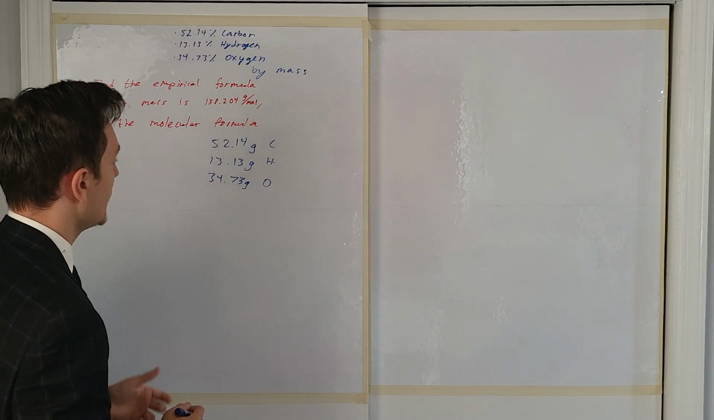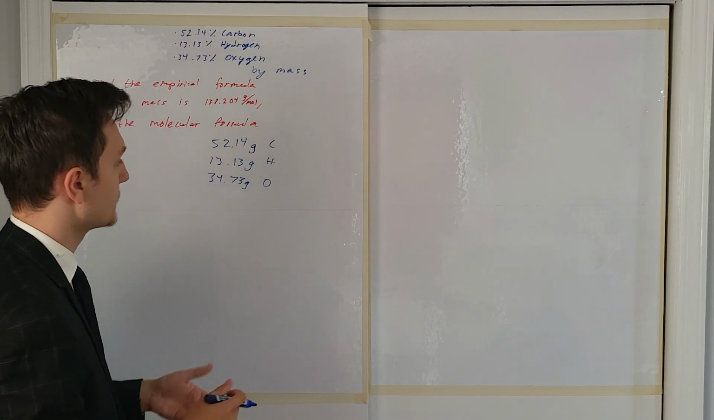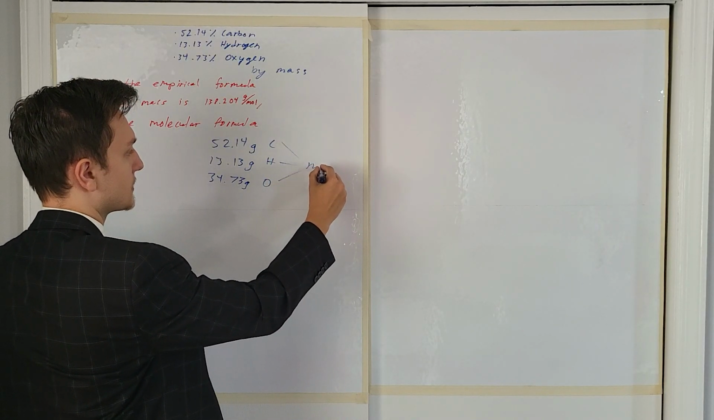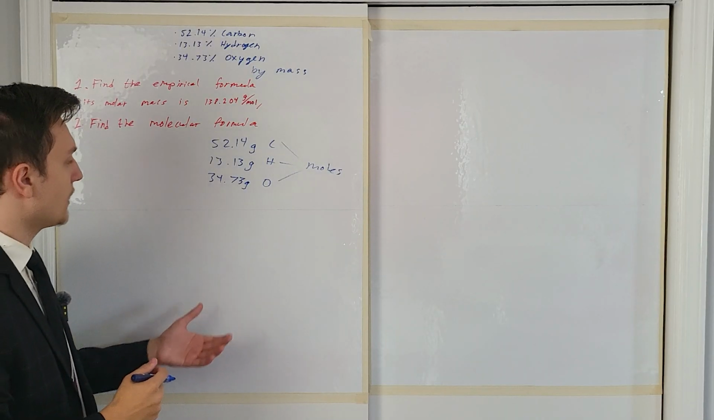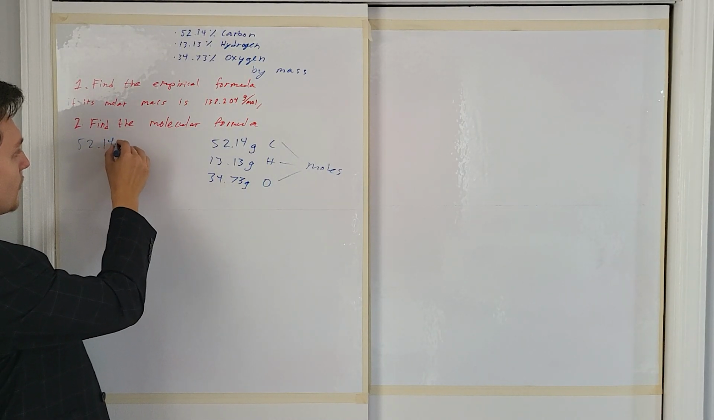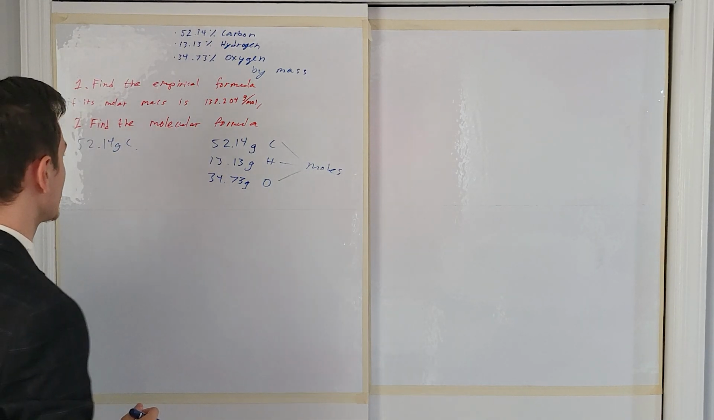Okay? So now that I have my elements in terms of mass, in terms of grams, I need to convert each of these to moles. Moles of carbon, moles of hydrogen, moles of oxygen. So now what I need to do is take 52.14 grams of carbon, and I need to do this for each element. I need to do some dimensional analysis.